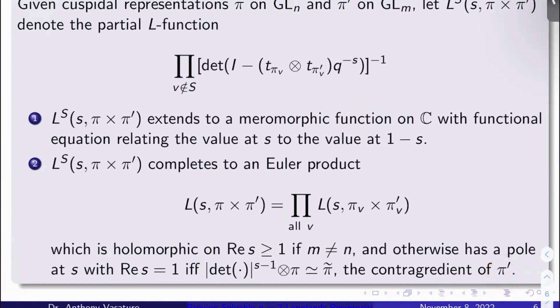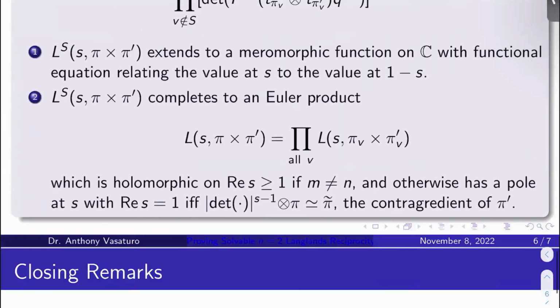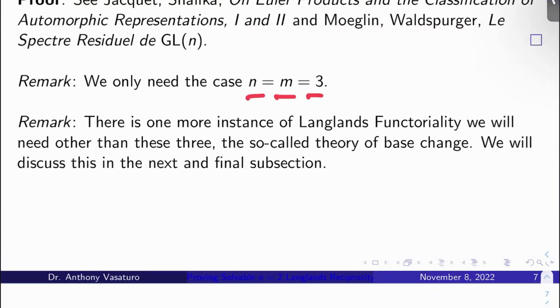Okay, so some closing remarks. Where would you go for a proof of this? Jacquet, Shalika on Euler products and the classification of automorphic representations, 1 and 2. And then I'm not sure how to say Moeglin and Waldspurger. They have a paper as well. And we actually don't need this broad result here. We're just going to need the case n equals m equals 3.